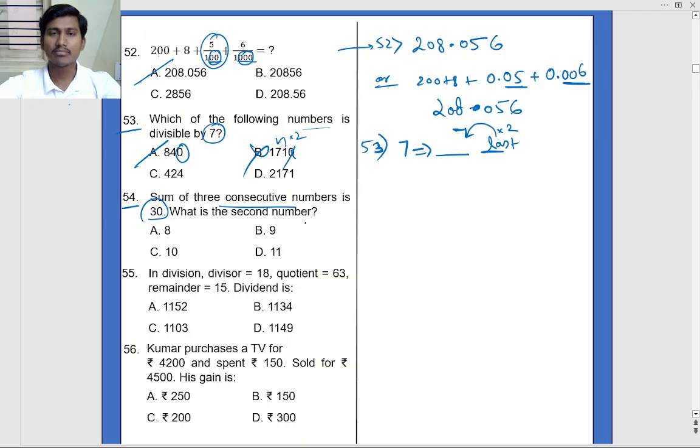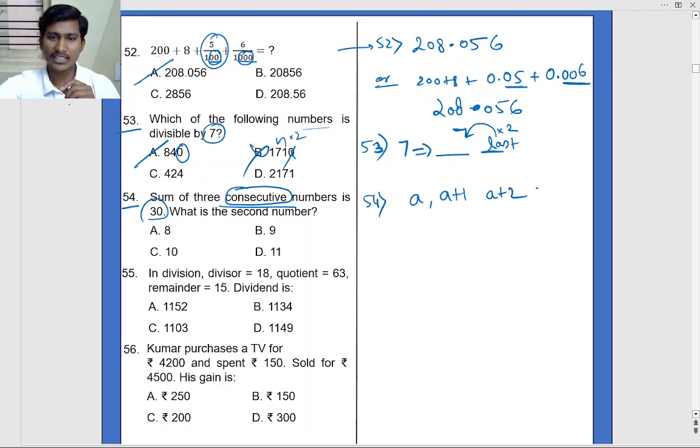What is the second number? Sum of three consecutive numbers. So here consecutive means continuous. So for question 54, let us take the first number to be A. The next number will be one more, so A plus 1, and the third number will be A plus 2.